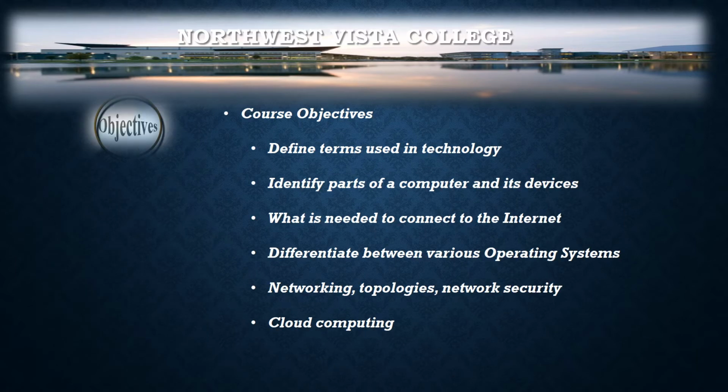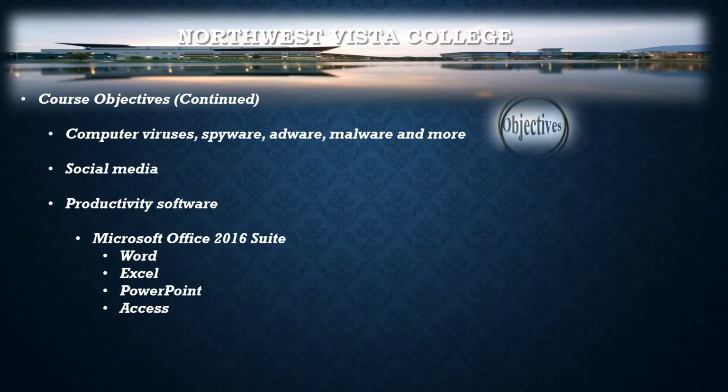This semester we're going to work on making you just a little bit more computer literate than you are now. Hopefully we'll do that. Some of the course objectives: we're going to define some terms used in technology. We're going to look at parts of the computer and attached devices, look at the internet, differentiate between various operating systems, networking topologies, networking security, and cloud computing. Some other items we're going to cover this semester are computer viruses, social media, and productivity software, in other words, software that you use to get things done. Specifically Microsoft Office 2016: Word, Excel, PowerPoint, and Access.